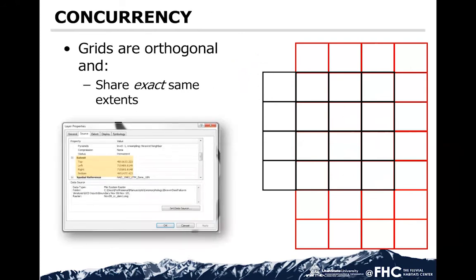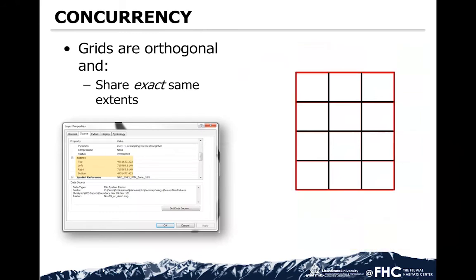Now, concurrency is nothing more than a special case of orthogonality in which they also share the same extent. So it's orthogonal, but with the same extent. In our software, we do not enforce or require concurrency, but if you were going to write yourself, say, some MATLAB scripts and load in your arrays, unless you were quite careful, the easiest thing to do in prepping your data would be to make sure they're concurrent, so that you have the same numbers of rows and columns. You can obviously deal with that, but it requires a little bit more effort.